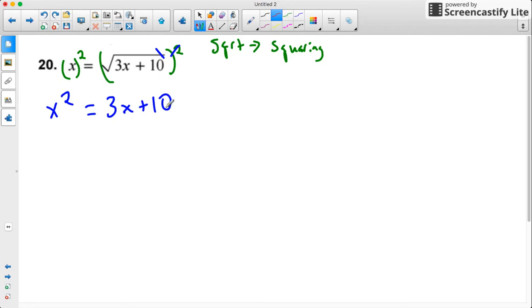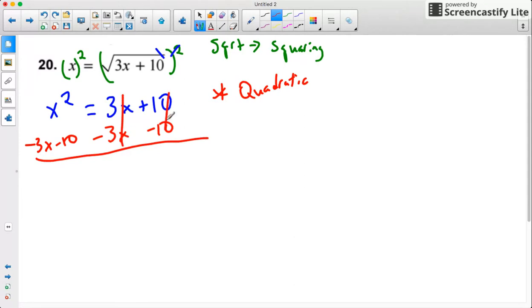So now it looks like we have a quadratic. How do I know this? Because the degree of this equation is 2. So now I've got to remember, how do I solve quadratic equations? Well, first I'm going to get everything to one side. I'm going to subtract 3x, and I'm going to subtract 10. So these go away, and I'm going to have x squared minus 3x minus 10 is equal to 0.